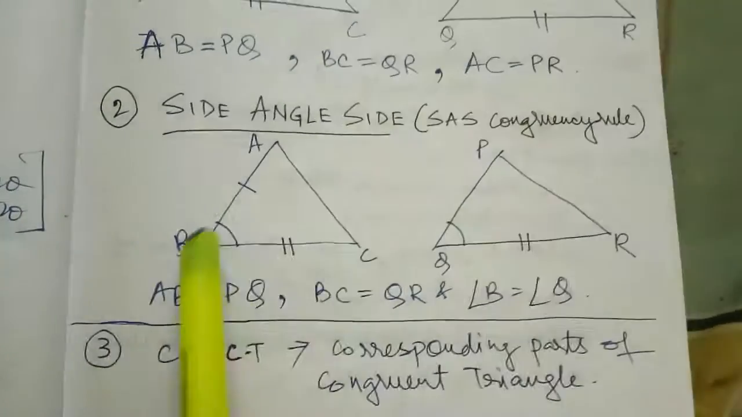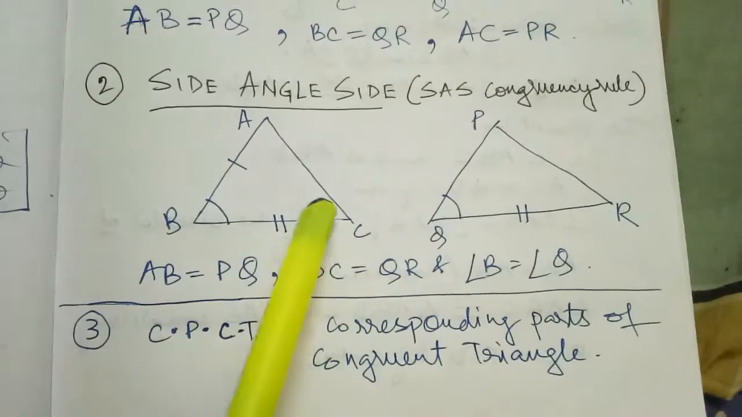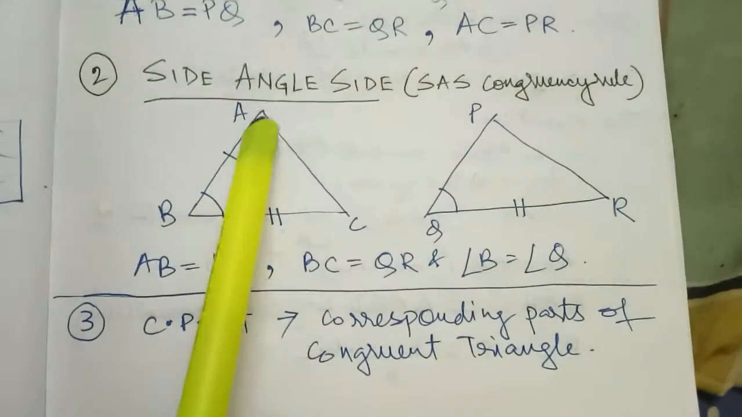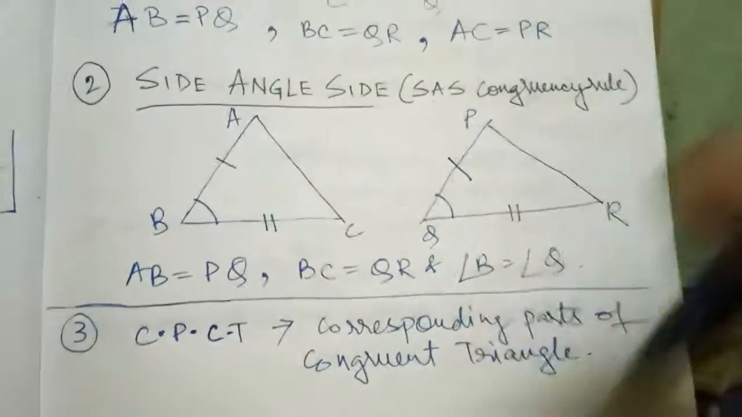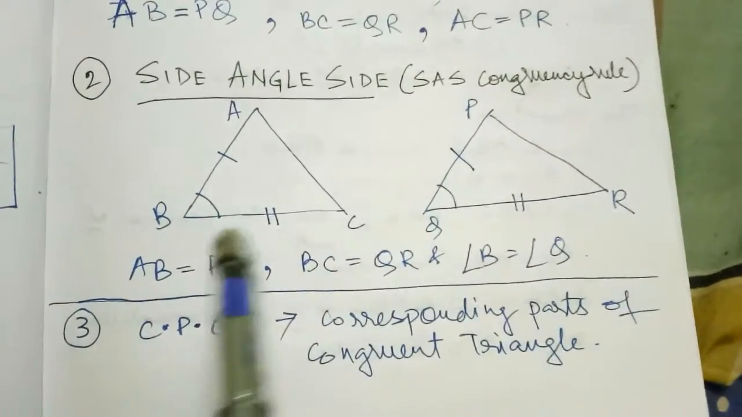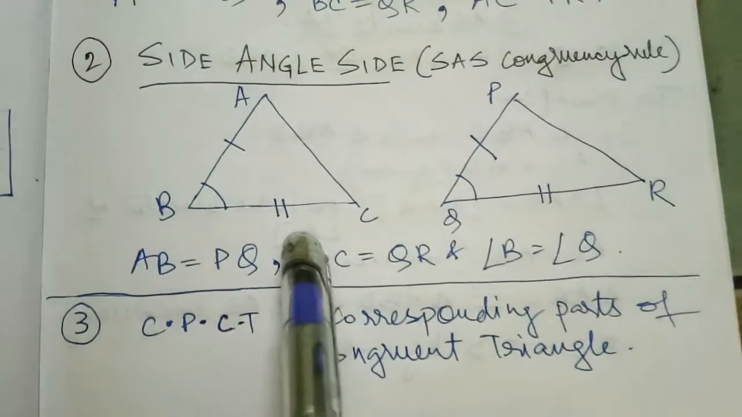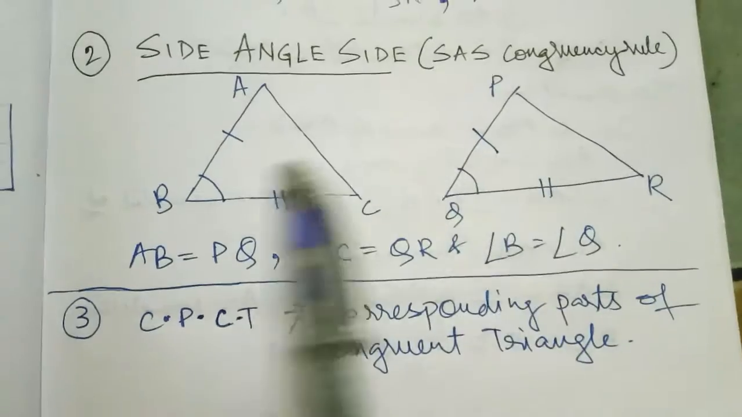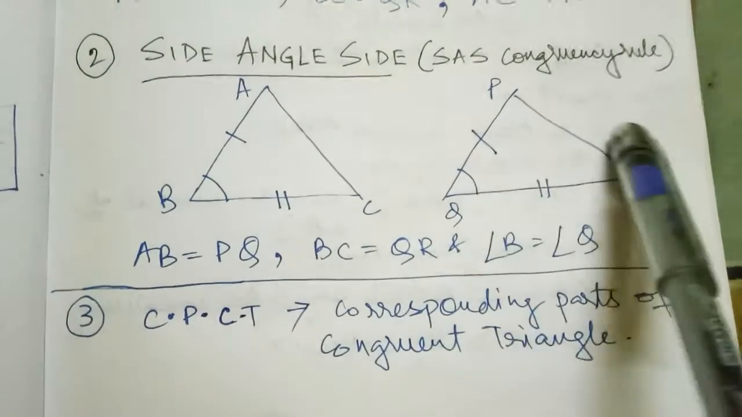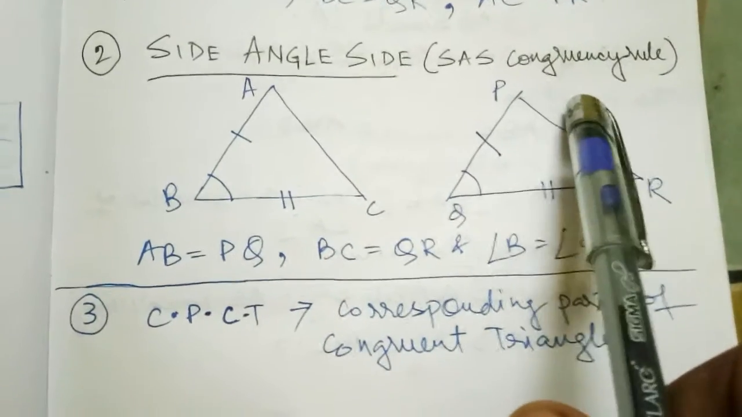What is the side angle side rule? That is SAS. That means: if in two triangles, two sides of one are equal to two sides of the other, and in between the two equal sides, one angle is equal in both triangles, then we can say it is by the side angle side congruency rule.